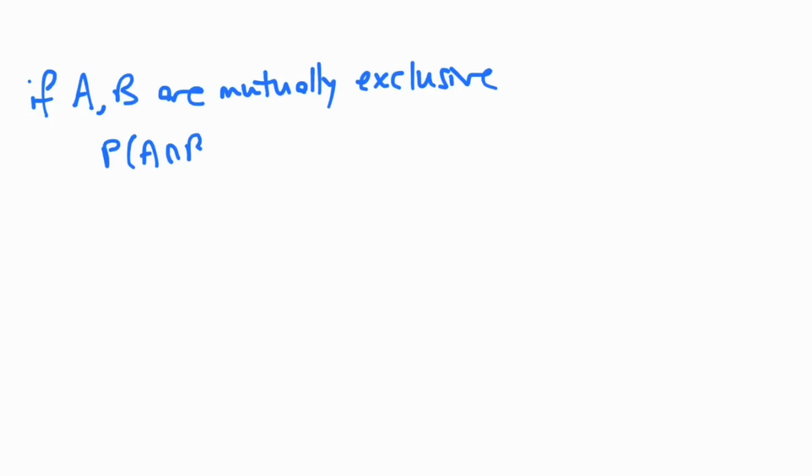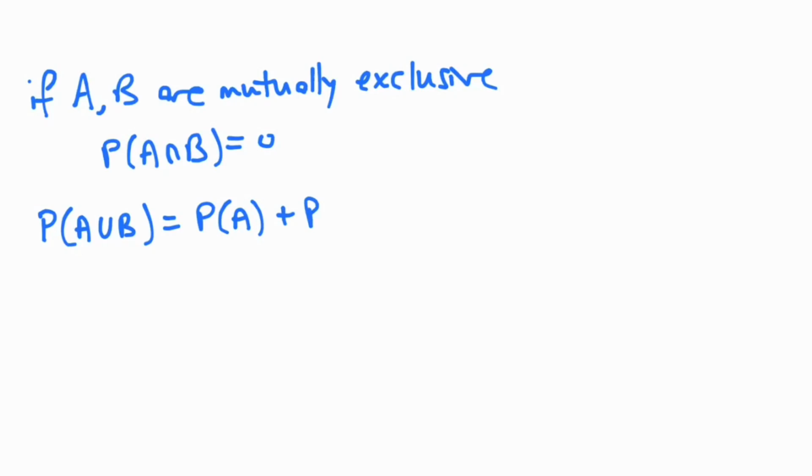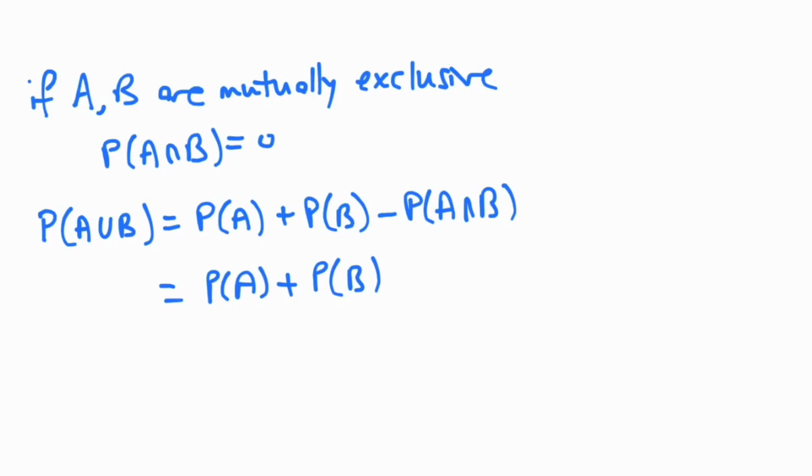If A and B are mutually exclusive, we have probability of A and B equal to 0, and therefore the probability of A union B, which we saw previously was the probability of A plus the probability of B minus the probability of A intersect B, now becomes probability of A plus probability of B. That's because this probability of A intersect B is 0.